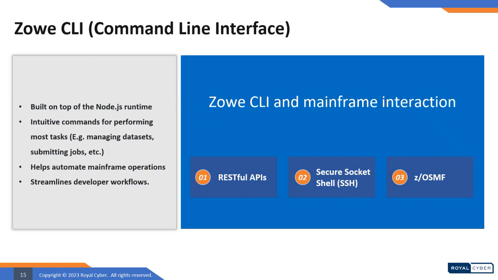And how this mainframe interaction is possible is through REST API calls. The basic concept is REST API, which communicates with your mainframe. It also makes use of the SSH socket protocol, and of course, by default it interacts with your Z system through z/OSMF, the z/OS management facility.